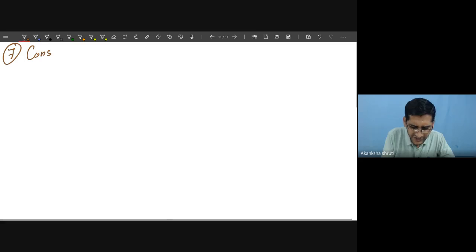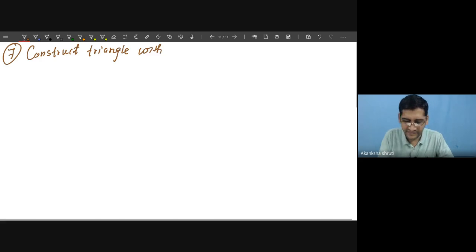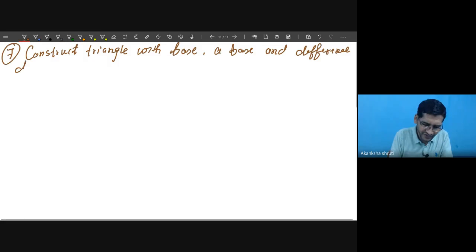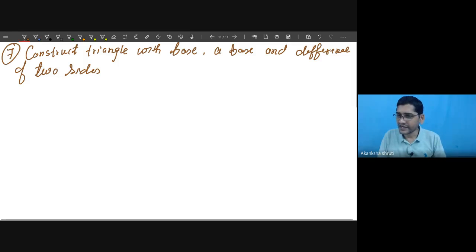Construct a triangle with, in this case again, the base, one of the base angles, and now the difference of two sides given. With this one we want to draw a triangle. Okay, student. So let us take an example.